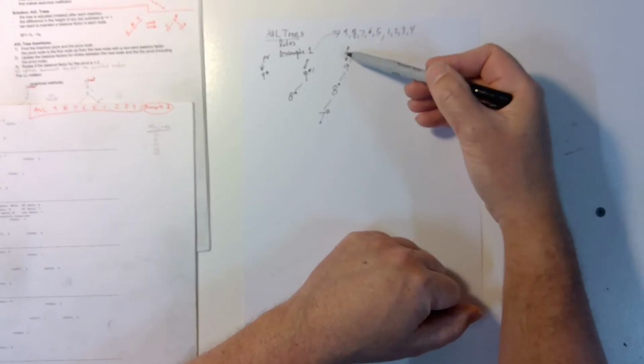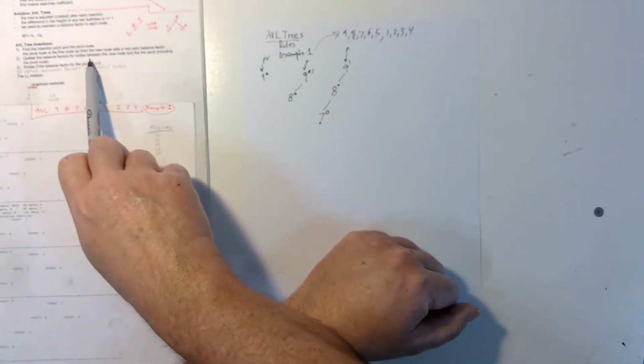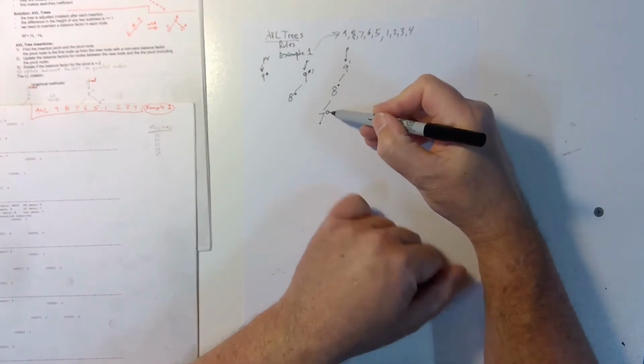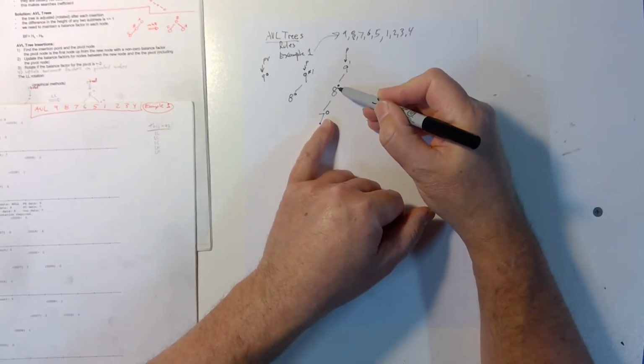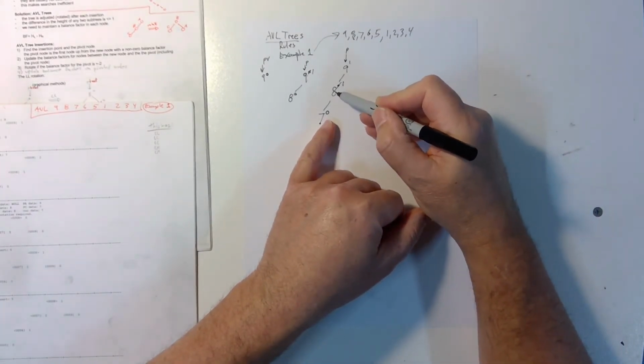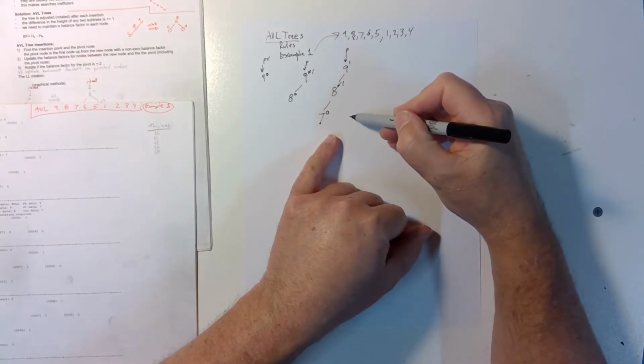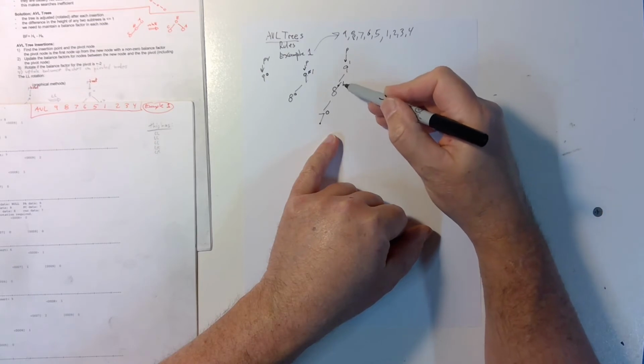After you've found the pivot, you update the balance factors for nodes between the new node and the pivot, including the pivot node. So you start here and you start doing the balance factors. This is going to have a balance factor of 1 because the left branch has a length of 1 and the right branch has a length of 0. 1 minus 0 is 1.